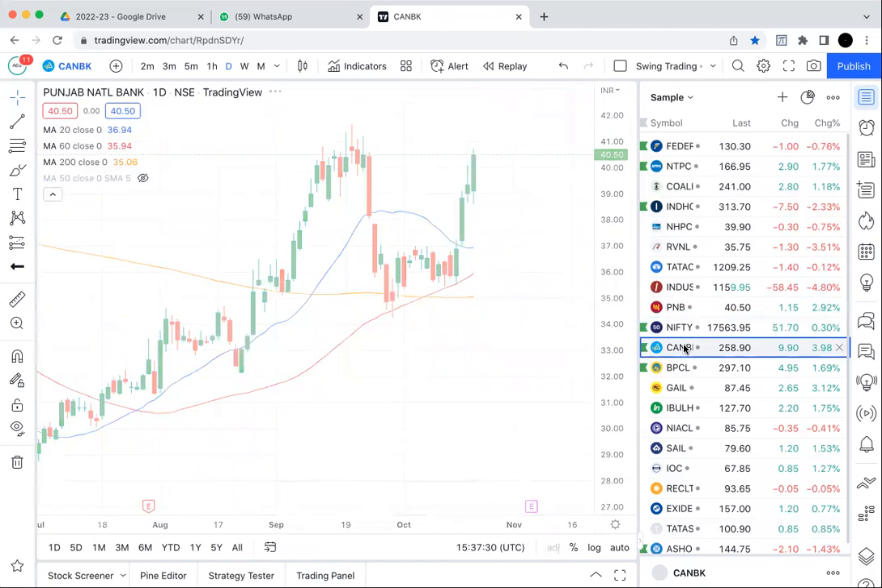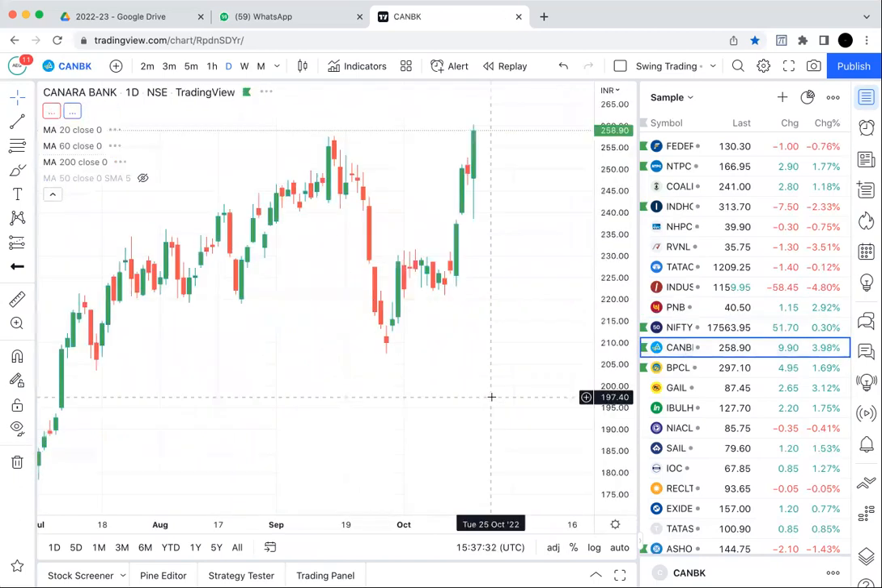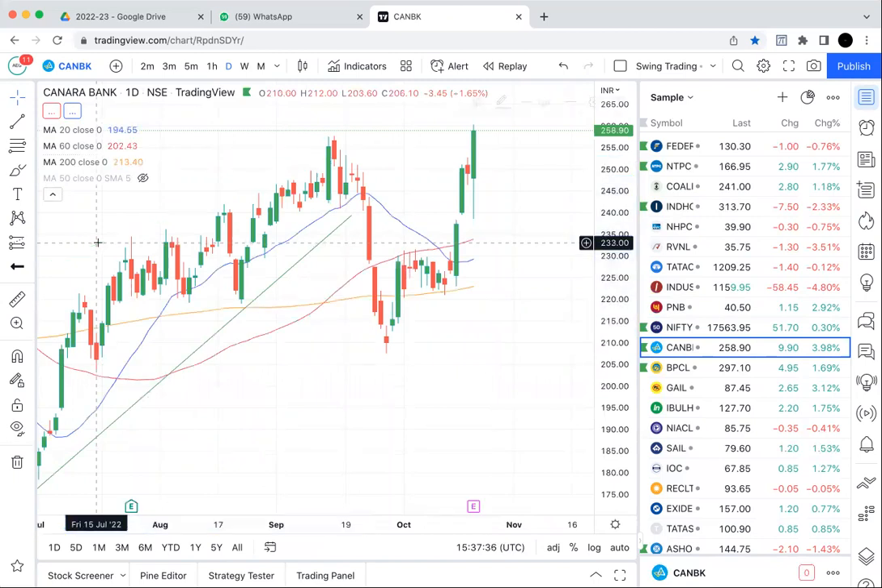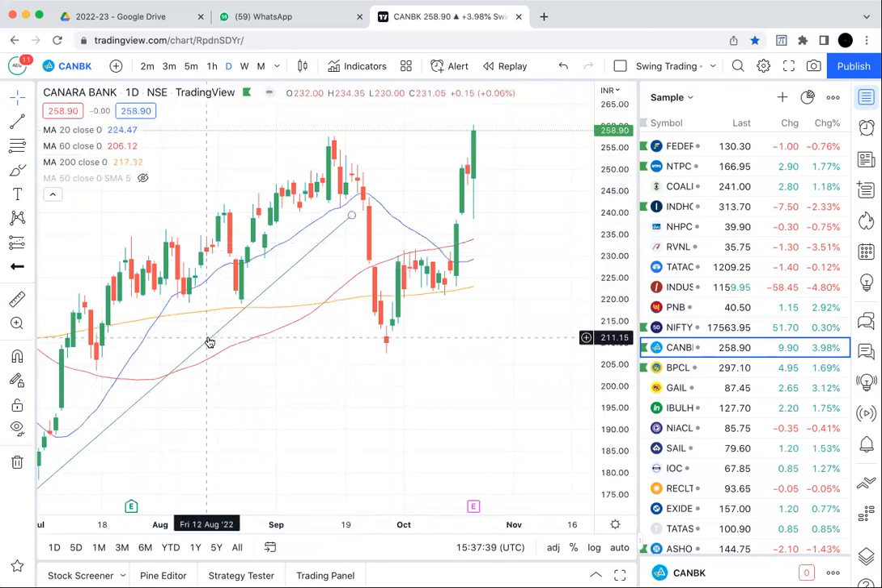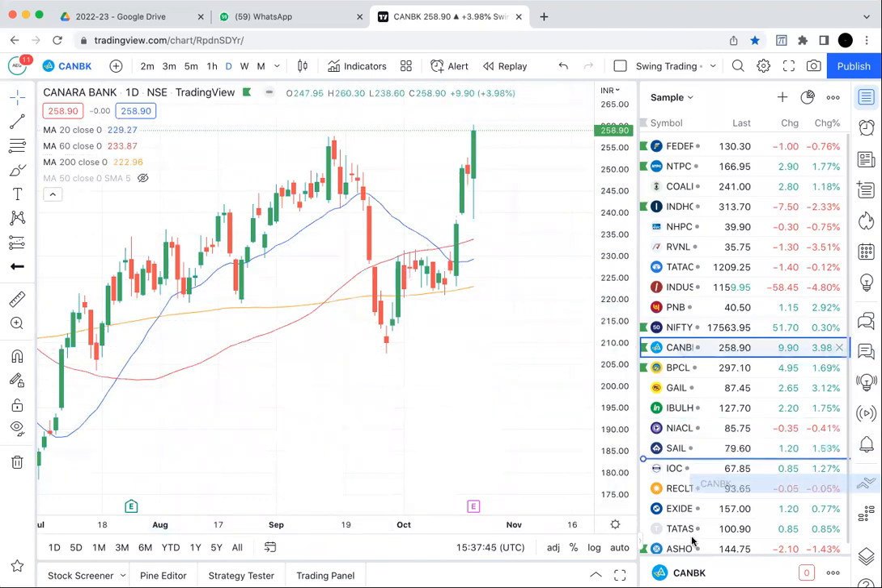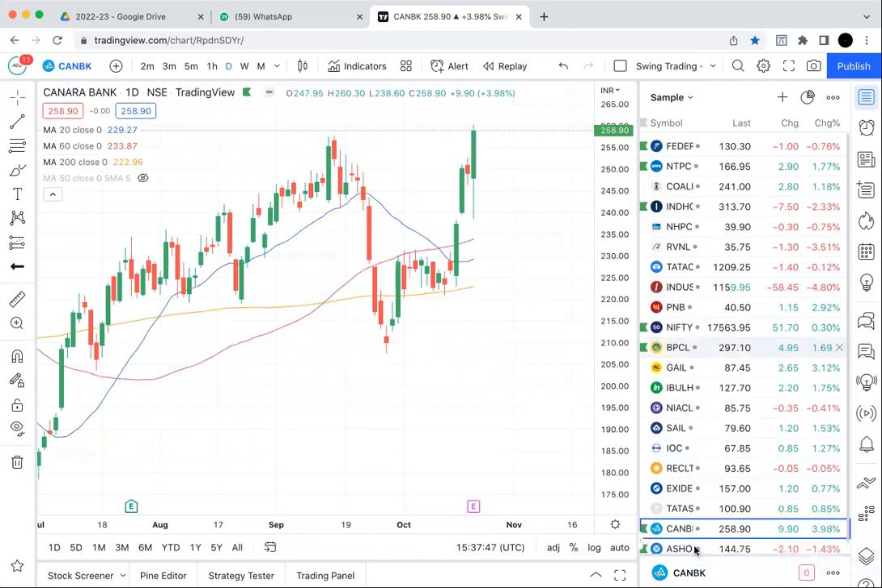And then Canara Bank. Let's see what's happening with Canara Bank. Let me remove the extra lines. Get rid of those. We don't need those anymore. Okay, look at Canara Bank. No, I won't be using this right now. Maybe later on.